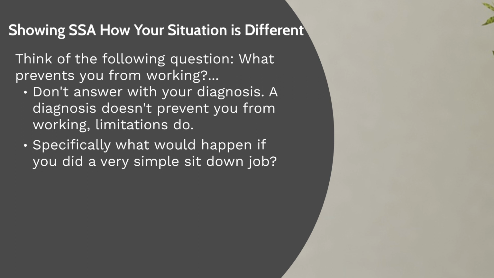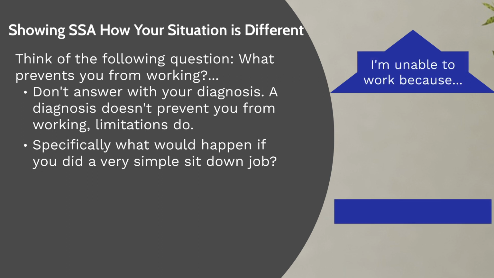Now, when you're saying that to Social Security, you're making a claim. I can't work because I can't use my hands. Once you make that claim, think of this like you're building a house. Your claim as to why you cannot work is the roof of the house. And you have to support the roof. It's not just going to stay up on its own. It needs support. And your claim needs support.